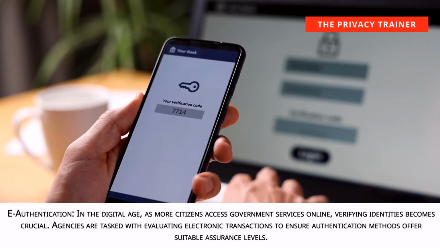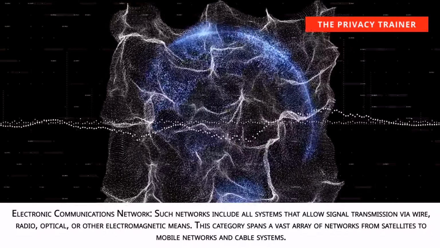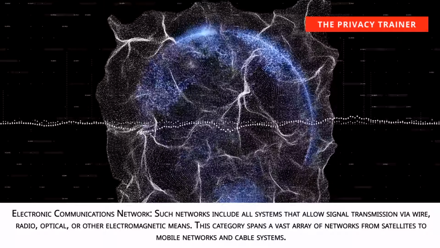Electronic communications network. Such networks include all systems that allow signal transmission via wire, radio, optical, or other electromagnetic means. This category spans a vast array of networks from satellites to mobile networks and cable systems.